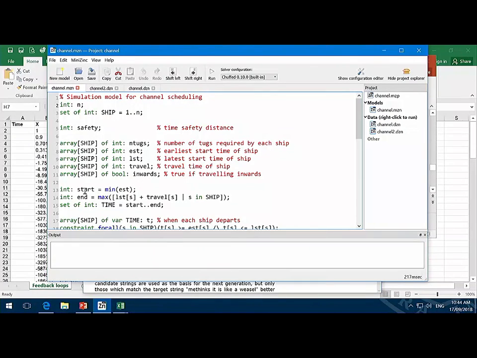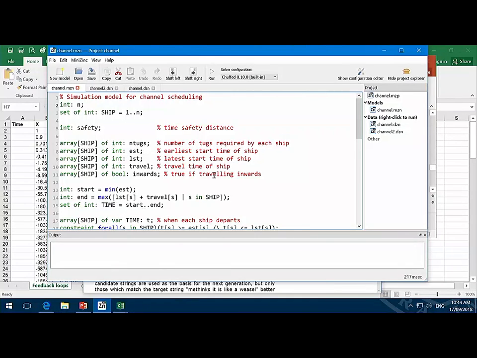So now we're just calculating the only times we're interested in. We take the minimum earliest start time. That's when the whole process can start, right? No one's starting before that. So that's the start time of the whole thing. And what's the latest time? Well, if we take the latest start time of any ship and its travel time, that's the latest time that would ever be interesting, because that's when the last ship possibly leaves the whole channel. So these are the only times of interest.